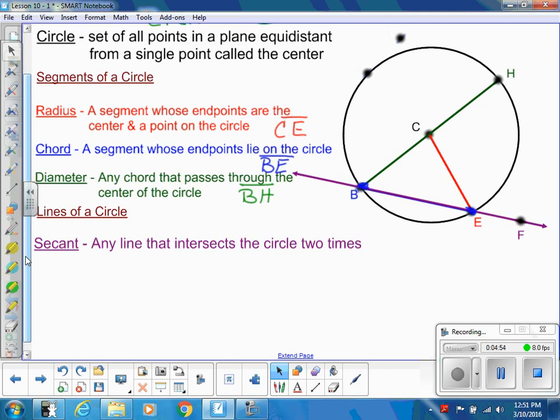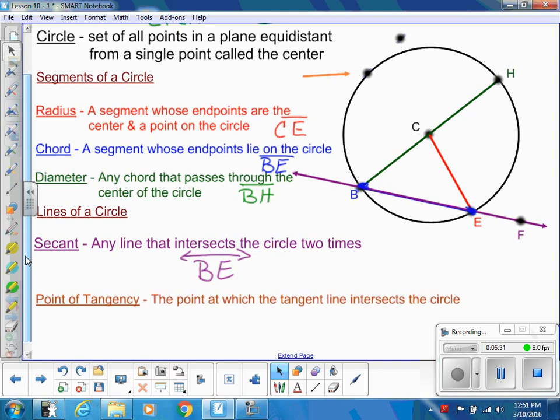But this is why notation is very, very important. Because if I have the segment from B to E, that is my chord of the circle. But if I extend that segment infinitely into a line, line BE now becomes a secant line. So if it stops at the endpoints on the circle, it's a chord. If it extends through and continues, it's a secant line. So notation is key. If you put the wrong bar on top, it's completely wrong.